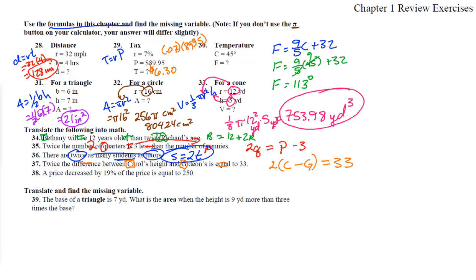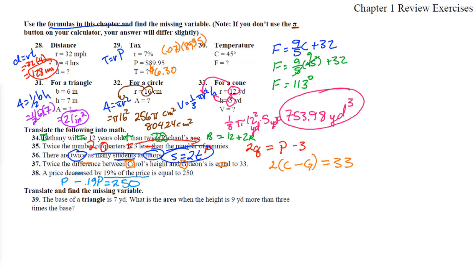All right, so the next one, number 38, a price decreased by 19% of the price. That's 19% of the price, 0.19 times the price would be equal to 250. So that's the translation of it. We don't need to simplify things right now. That particular one is going to come in handy next chapter.